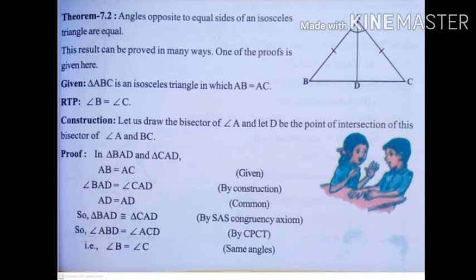Theorem 7.2: Angles opposite to equal sides of an isosceles triangle are equal. This result can be proved in many ways. One of the proofs is given here.